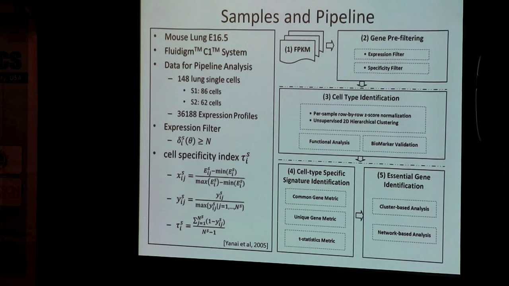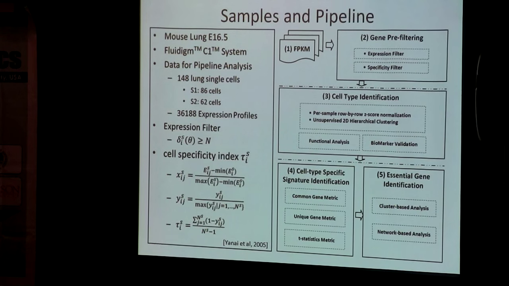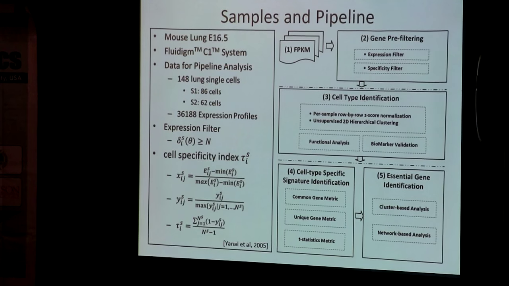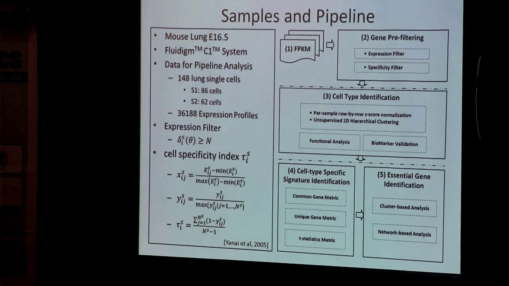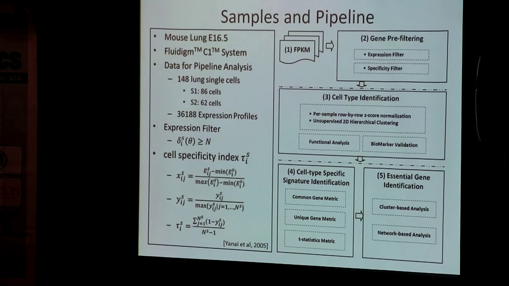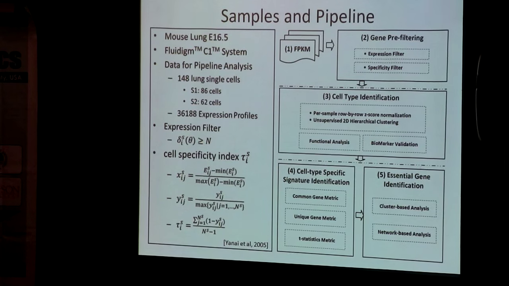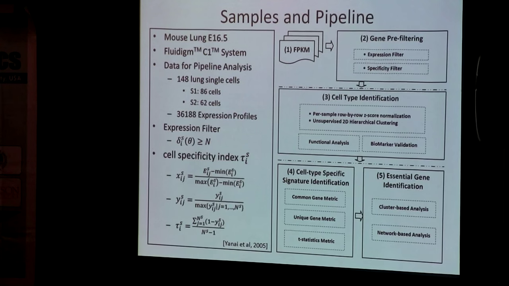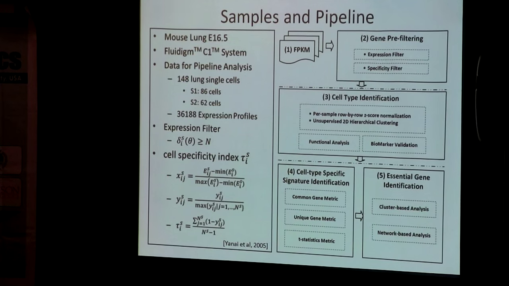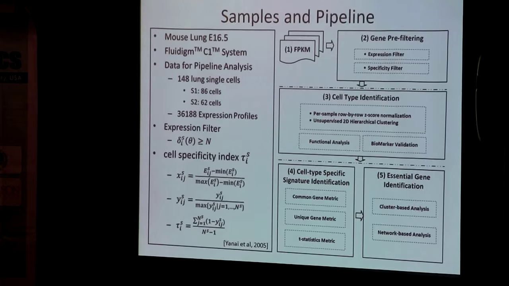Our pipeline includes five components. The input file comes directly from the aligned data, using either FPKM or raw counts, and you do gene pre-filtering by removing genes with very low expression or very low specificity, basically like ribosomal genes, which we remove in the beginning. The third component is cell type identification. We use a combination of supervised and unsupervised cross-train algorithms to separate the cells into different clusters based on their expression similarity, followed by functional analysis and biomarker validation.